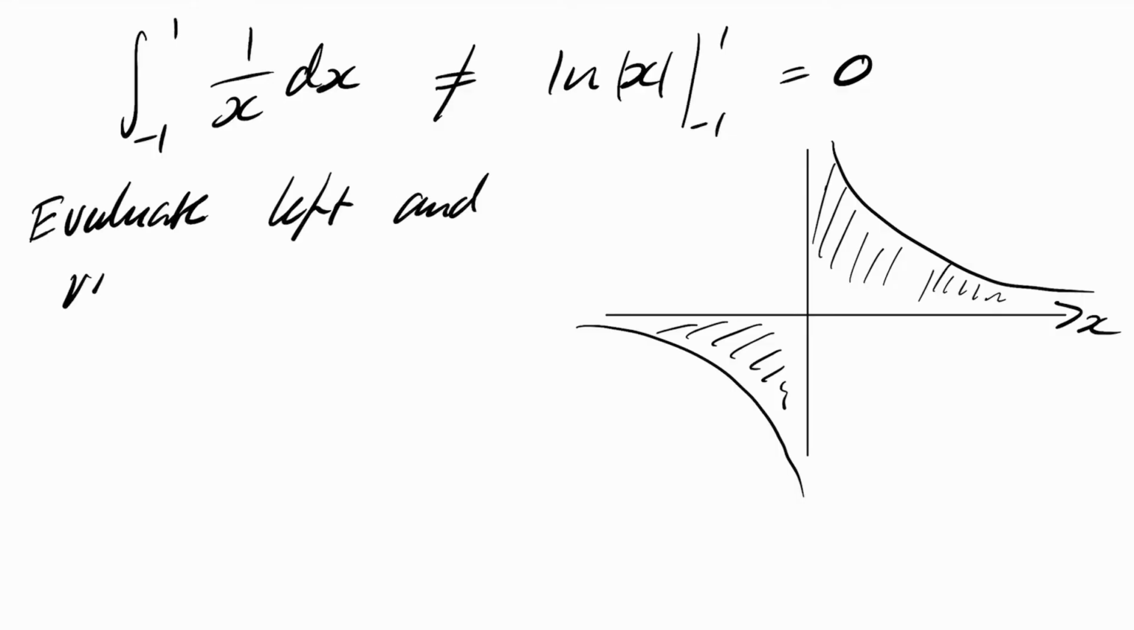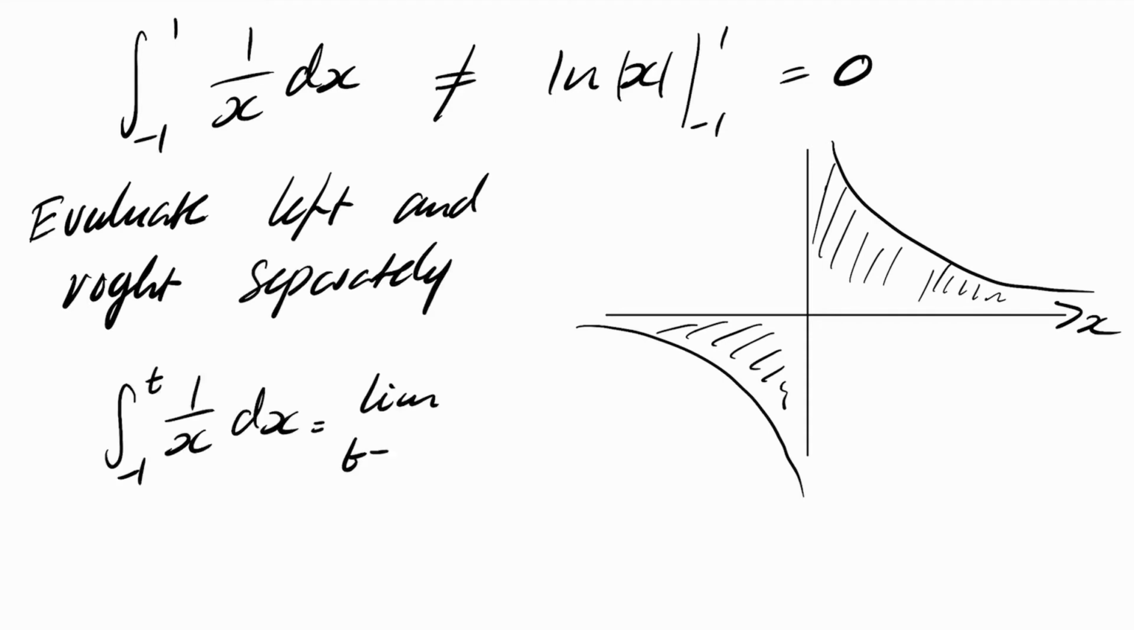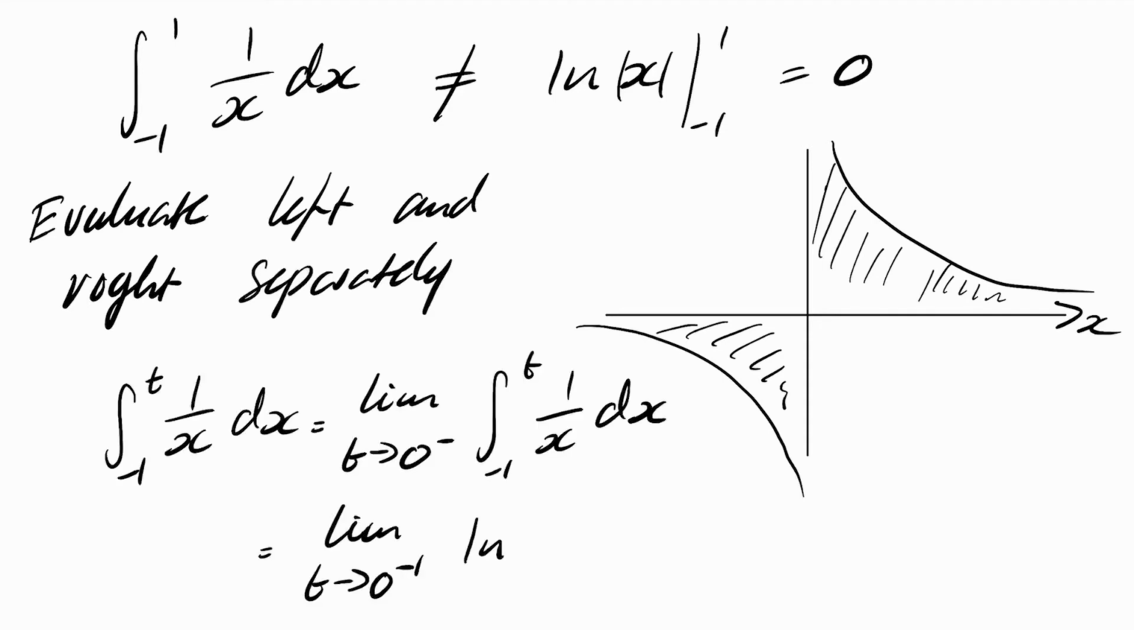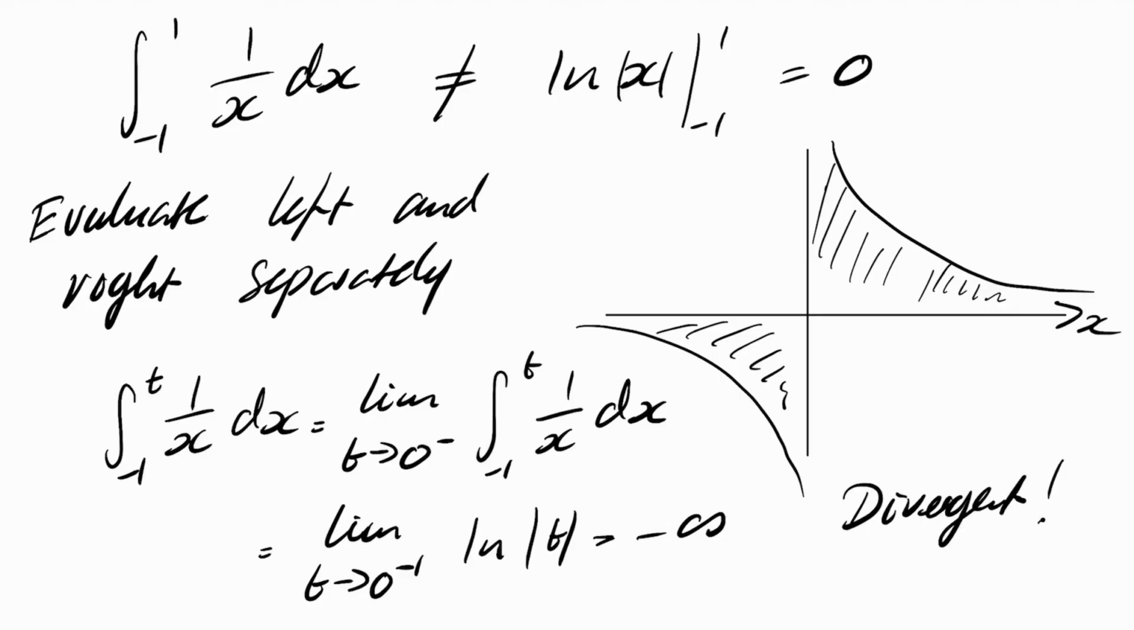We need to see what happens on both sides of this. So let's evaluate the left-hand side. So I write it using the limit as t tends to 0 from the left of the integral from -1 to t. The integral of 1 over x is the log of mod x, which when I evaluate it at the limits becomes logarithm modulus of t. When I let that tend to 0, it gives me -infinity. So that means that the integral again is divergent.